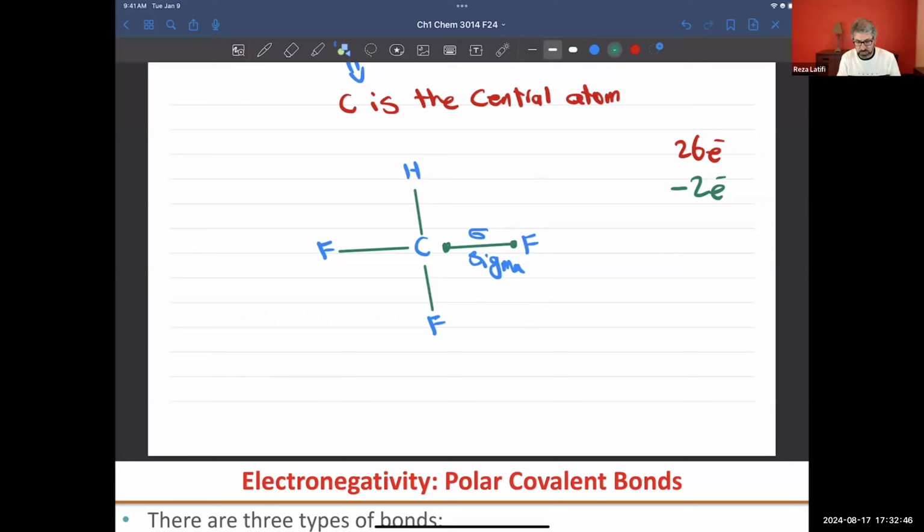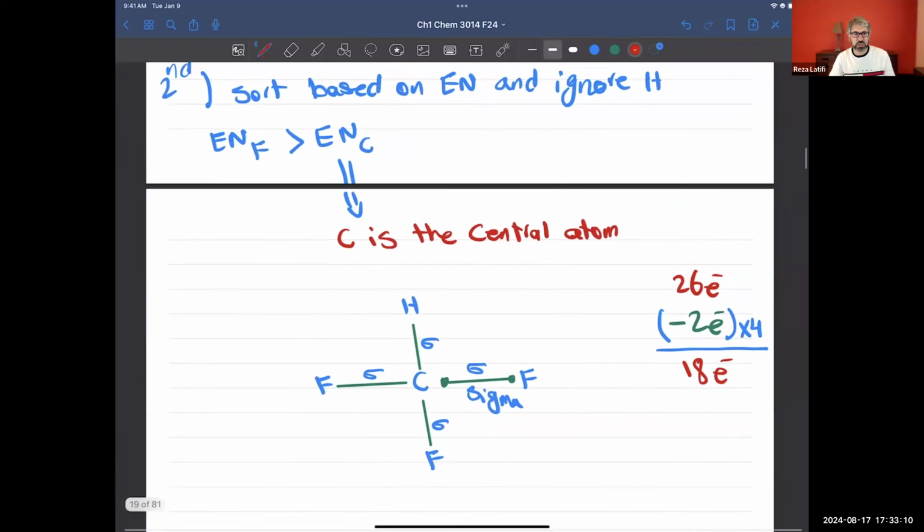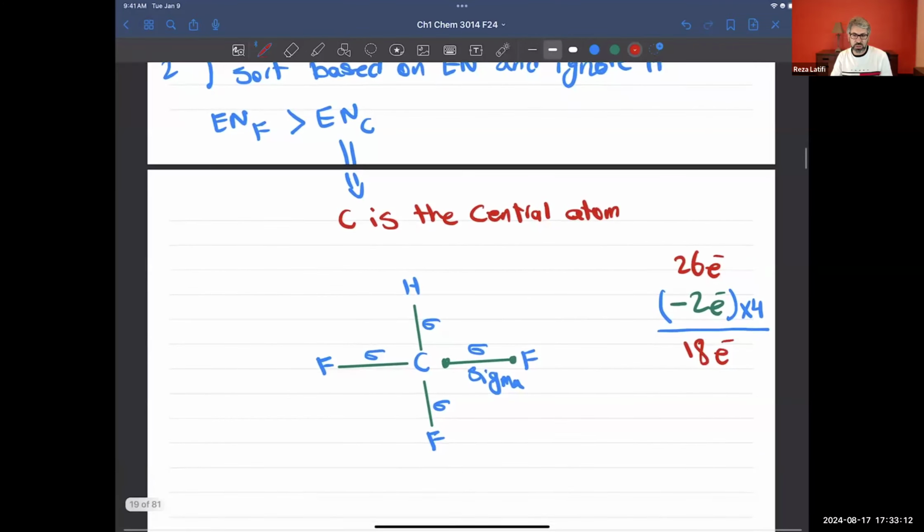So I made 4 sigma bonds. Per each sigma bond, we use 2 electrons, so I repeat this 4 times. 26 minus 8, that's going to be 18. Now, electronegativity says fluorine has higher electronegativity than carbon. What should I do with the 18?